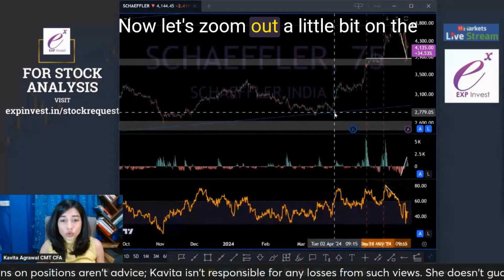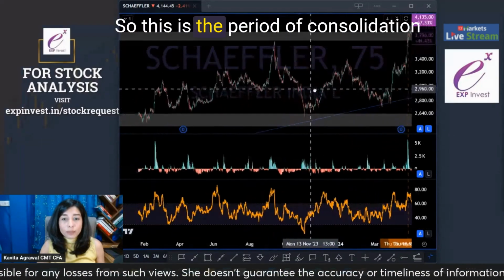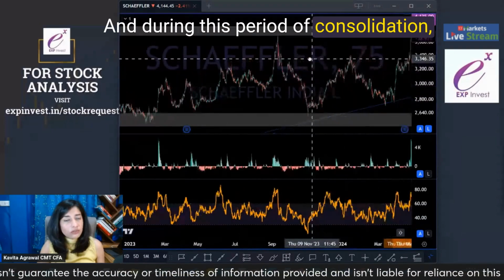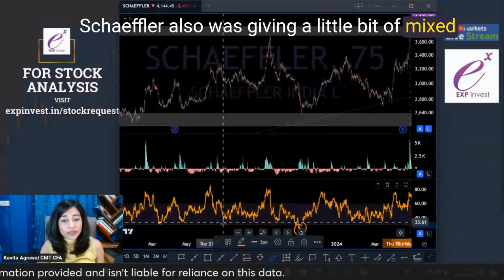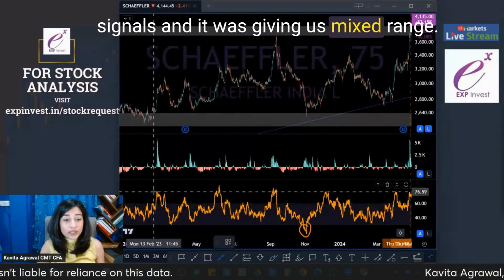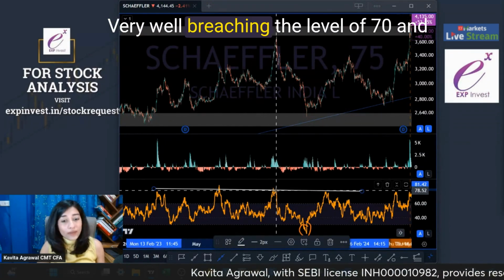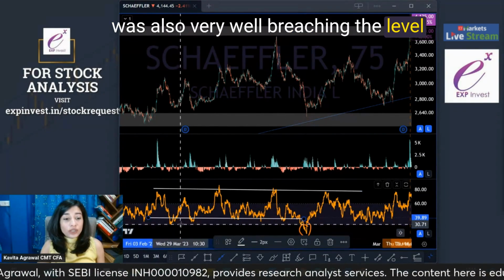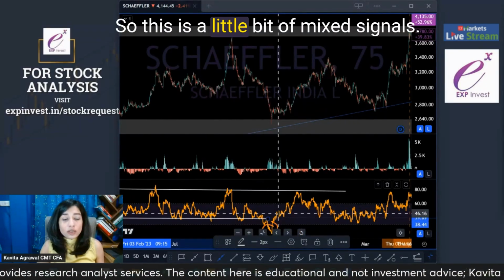Now let's zoom out a little bit on the 75-minute time frame and assess what is going on in the charts. So this is the period of consolidation that we've already noticed. During this period of consolidation, just as any stock or index does, it was giving a little bit of mixed signals, and it was giving us a mixed range. What do I mean by mixed range? When it was rising up, it was very well breaching the level of 70 and going up. When it was coming down, it was also very well breaching the level of 40 and retesting the level of 30, sometimes even reaching the level of 30. So this is a little bit of mixed signals.